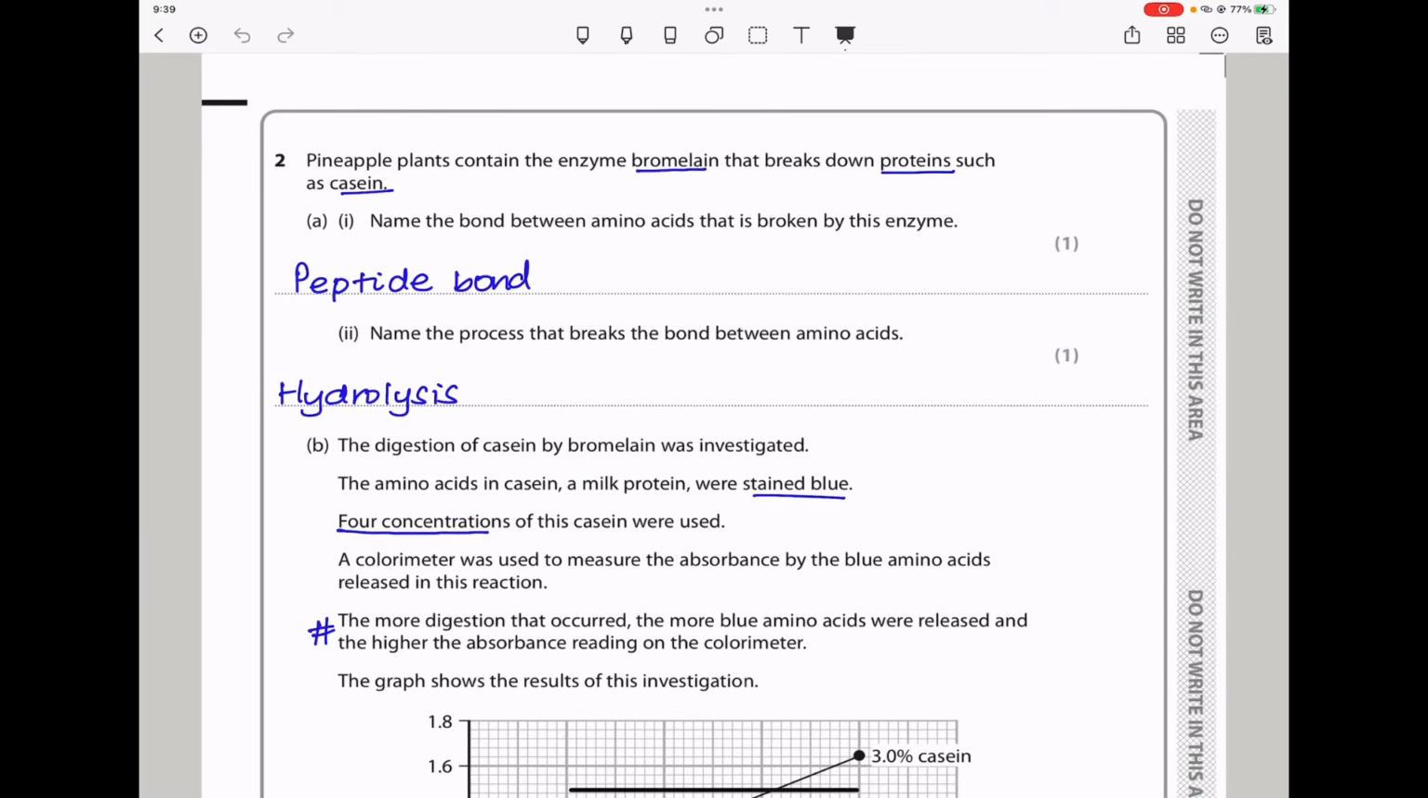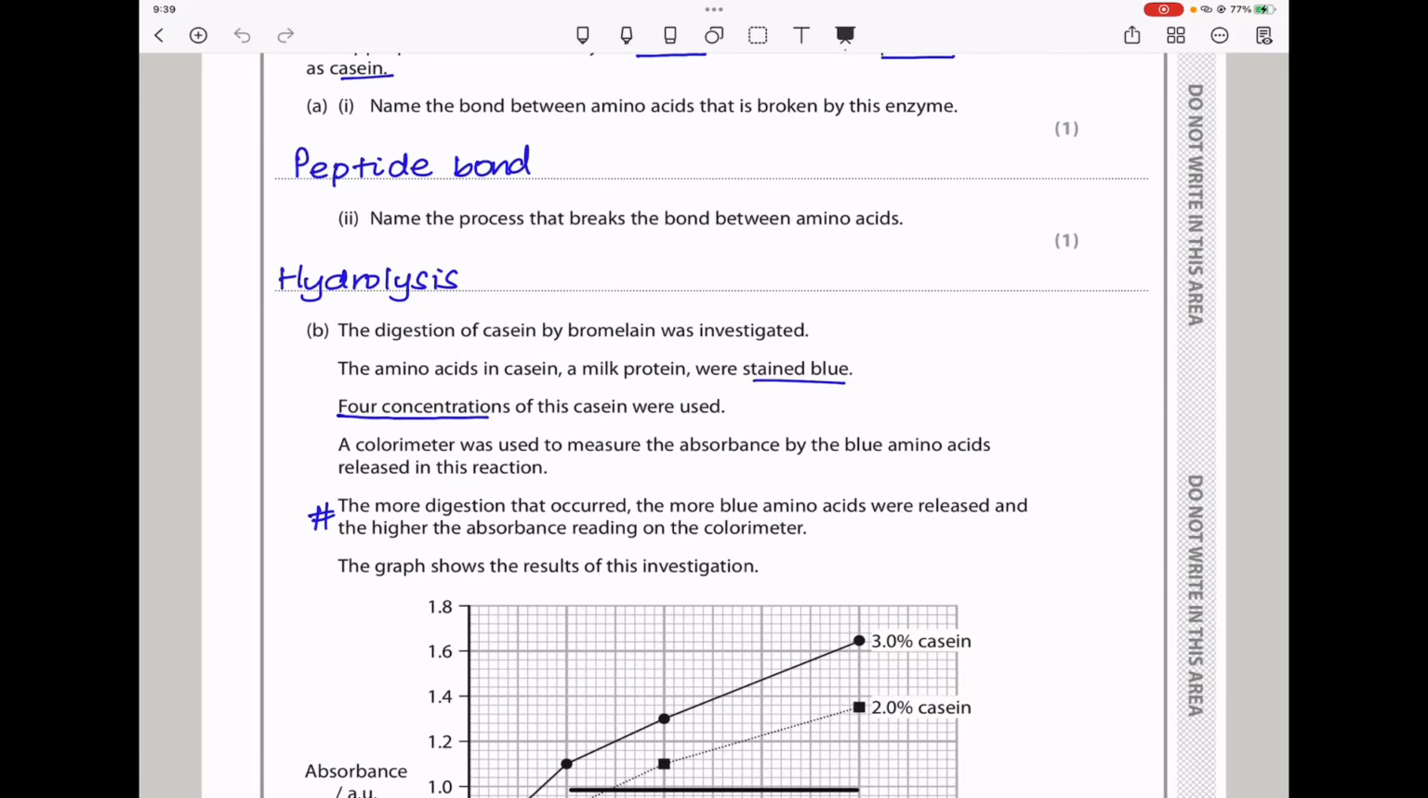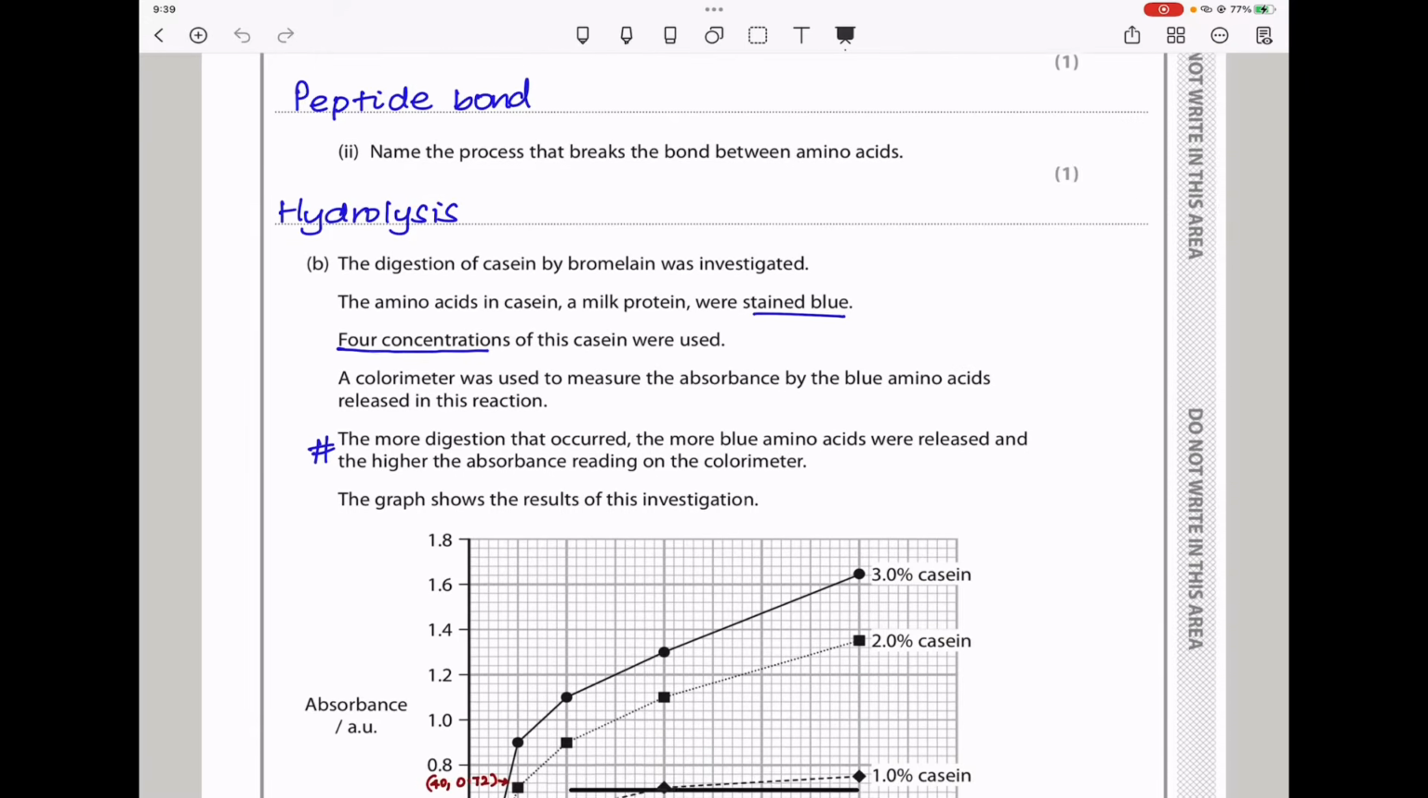Question 2. Pineapple plants contain the enzyme bromelain that breaks down proteins such as casein. Name the bond between amino acids that is broken by this enzyme. This is a peptide bond. And next they say, name the process that breaks the bond between amino acids. This is going to be hydrolysis.